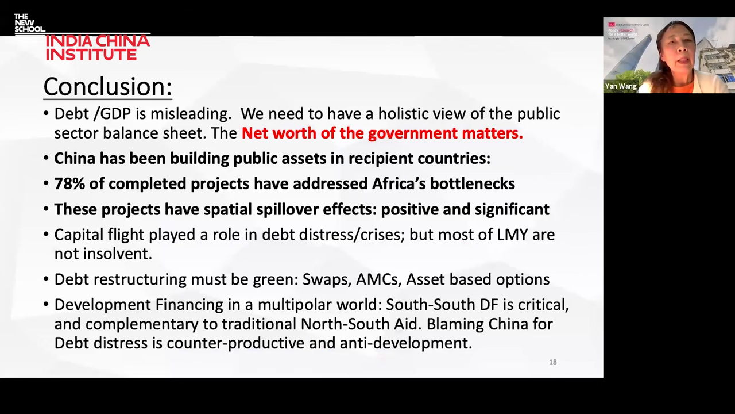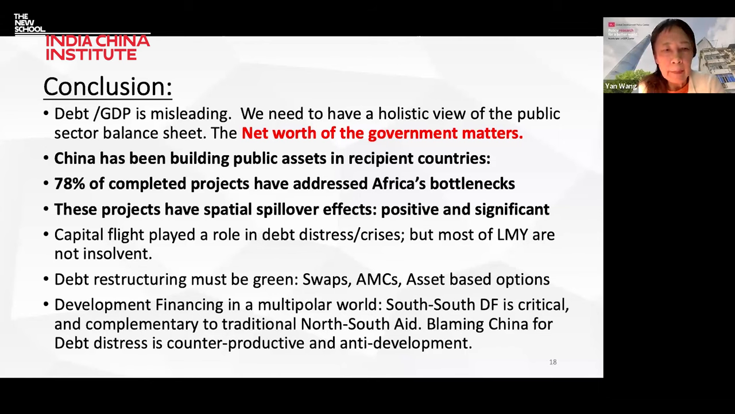2023. Conclusion, as I said, debt over GDP is misleading. The net worth of the government matters. I presented two stories and two results from my papers. One of the results shows that 78% of completed projects have addressed Africa's bottlenecks. The other paper shows that there is a positive spatial spillover effect, meaning that Chinese projects can have positive effects on the location itself, but also on neighboring regions. The spillover effect is positive and significant. We also consider capital flight played a big role in debt distress, but most low and middle income countries are not insolvent.